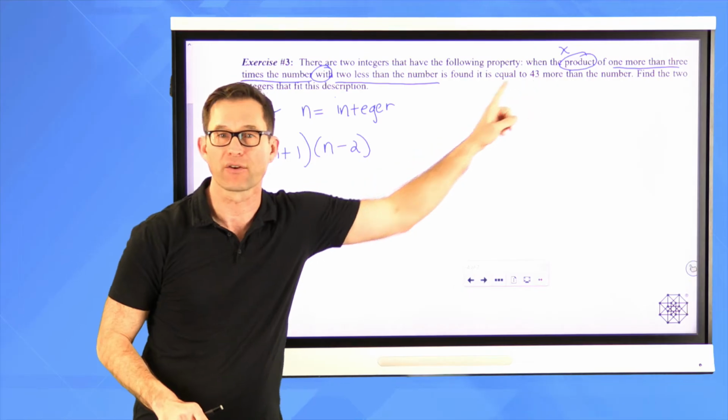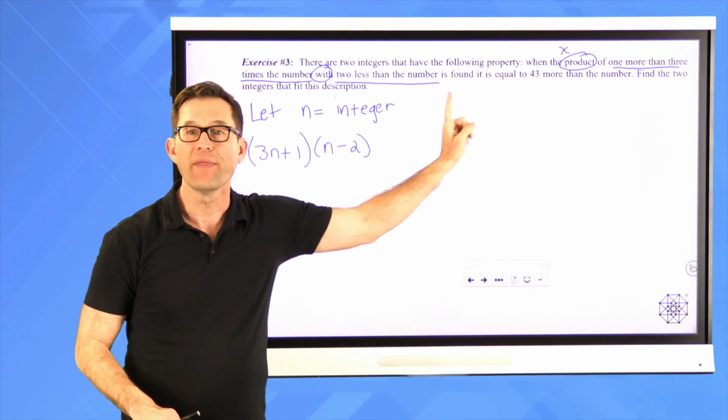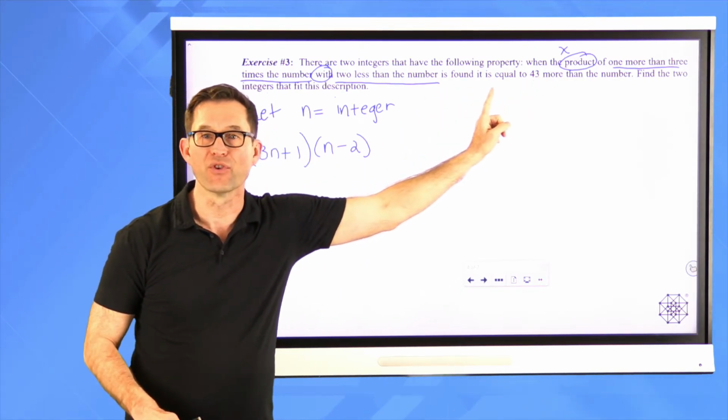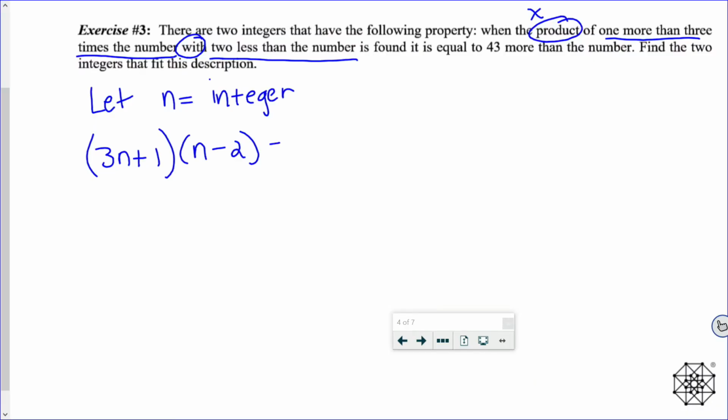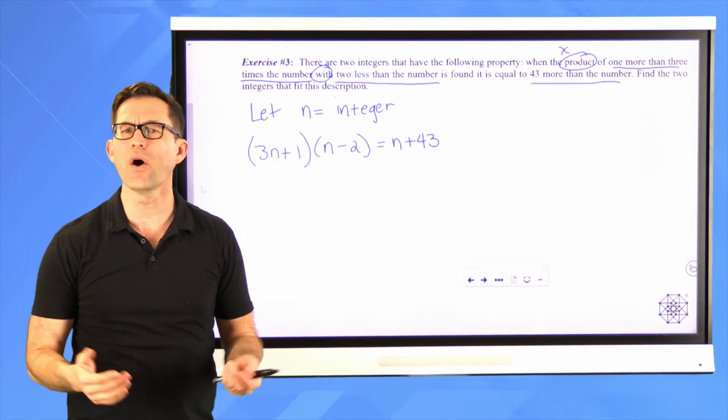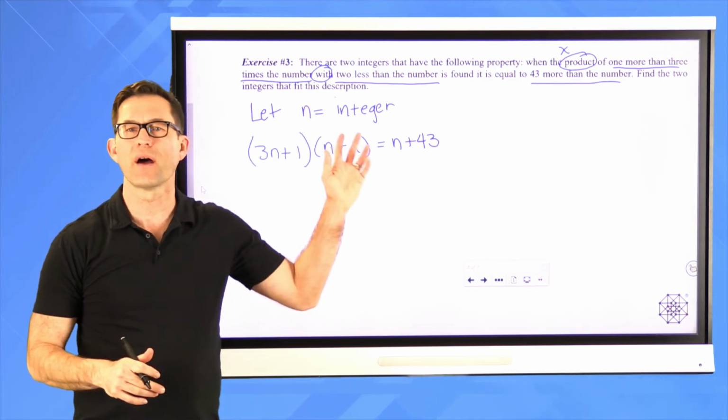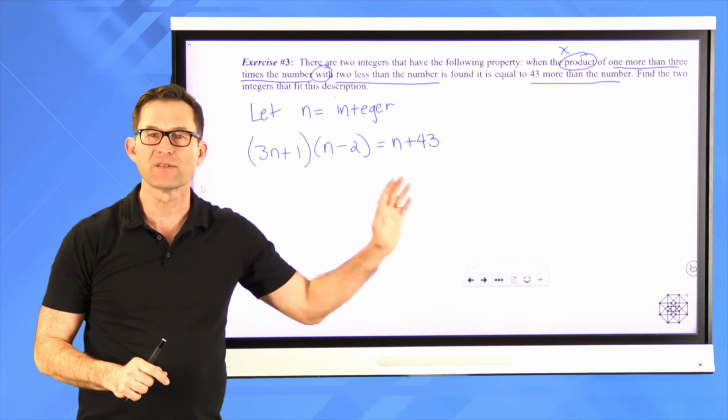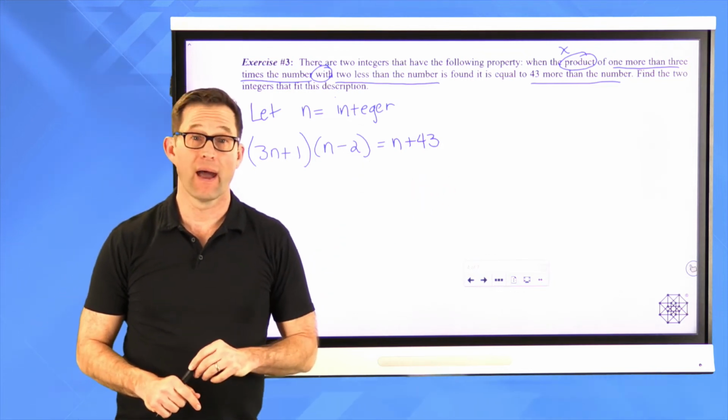And it's a product, right? When that is found, it is equal to 43 more than the number, which has to be n plus 43. Right, nice and slow. 3n plus 1 times n minus 2 must be n plus 43. And now we have to solve this.